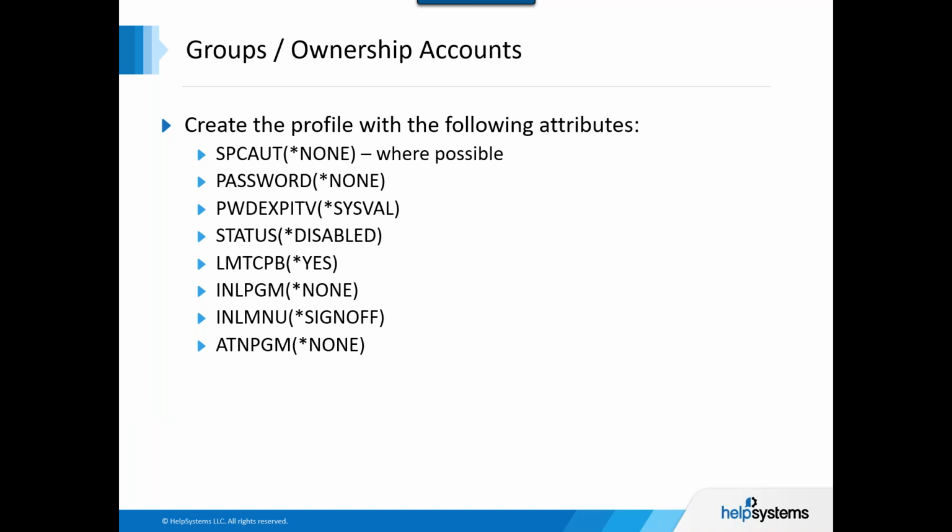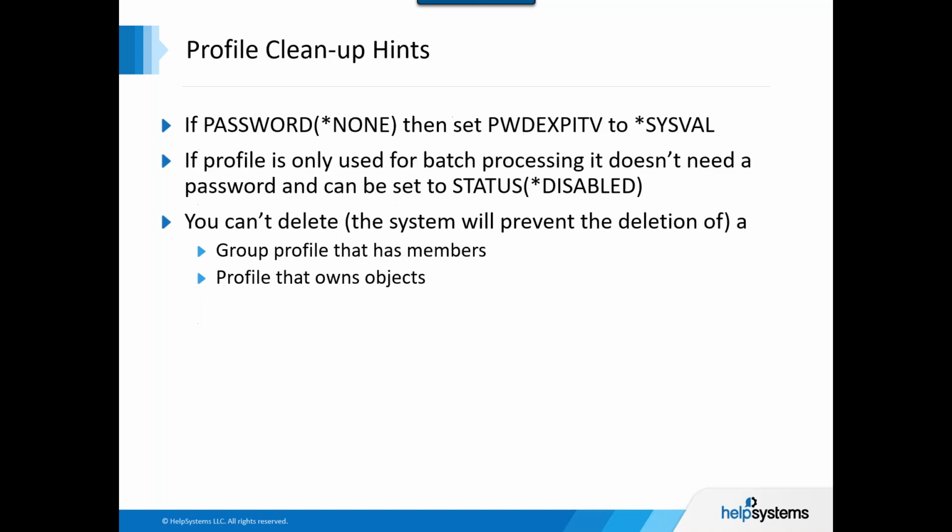Okay, so group profiles are really not meant to be used for sign-on. So in this case, you can set the group profile to be password of *none. All right, so profile cleanup hints. If a password is *none, then set the password expiration interval to sysval, not nomax. This gets it off the reports of profiles with non-expiring passwords. It doesn't have a password, so the system is not going to look at the expiration interval.